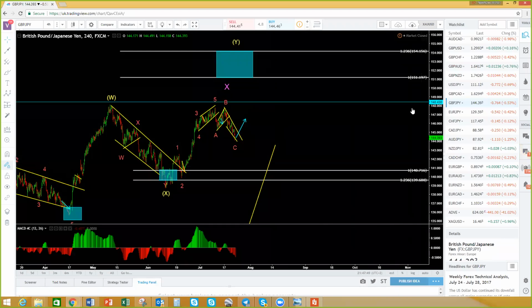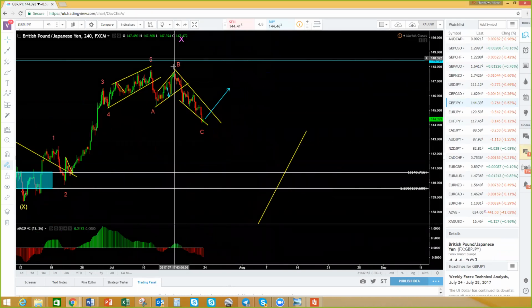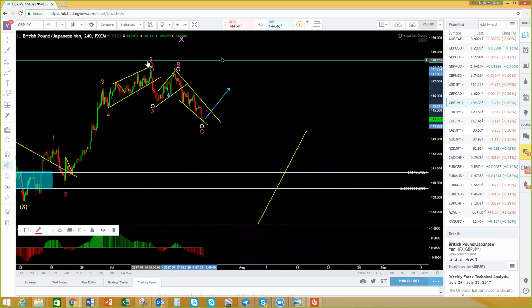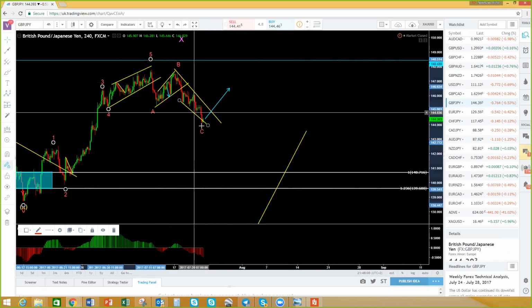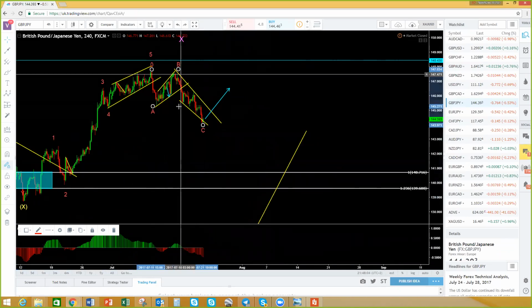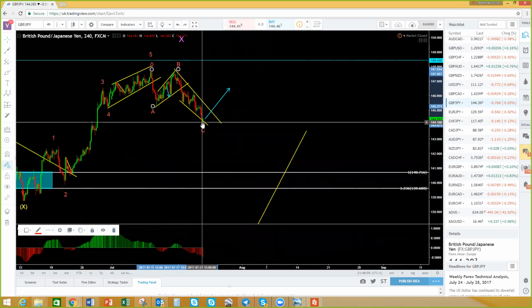And just zoom in where we are, looking at the 4-hour chart. So this looks like an ending diagonal. You get an ending diagonal on a C wave or a fifth wave. And here you can see this is a fifth wave. I mean, this is a C wave, and we're getting an ending diagonal. Yeah, 1, 2, 3. This may not be over yet.